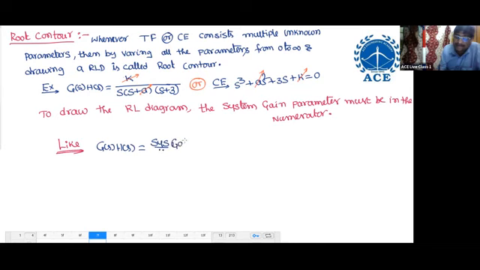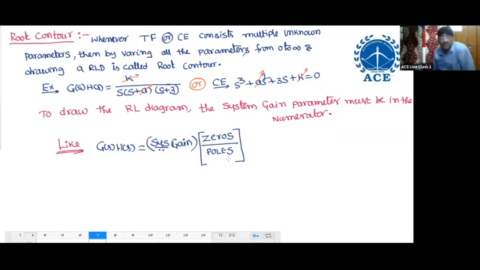System gain into zeros by poles. G of S, H of S equal to system gain into zeros by poles. This is the word G of S, H of S. So system gain must be in the numerator.